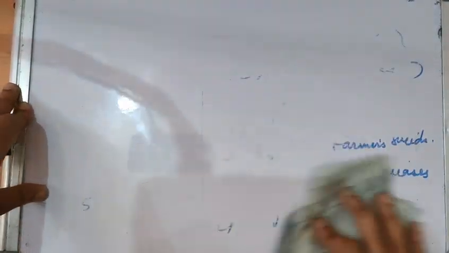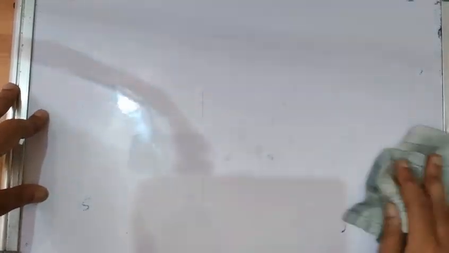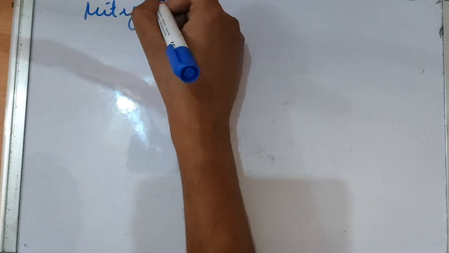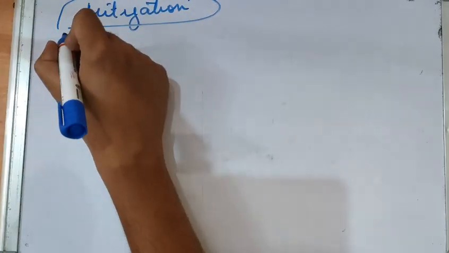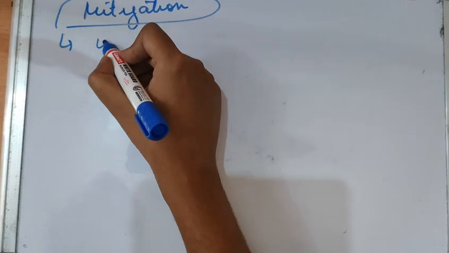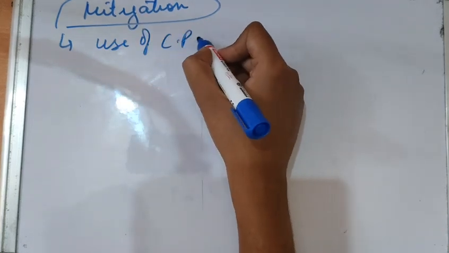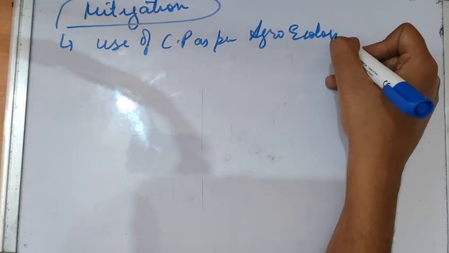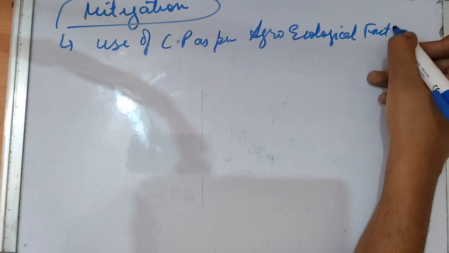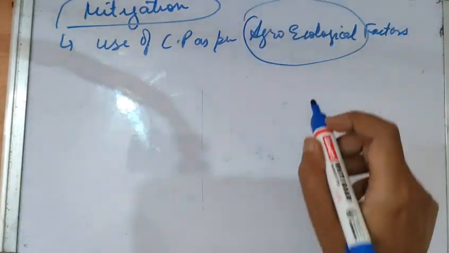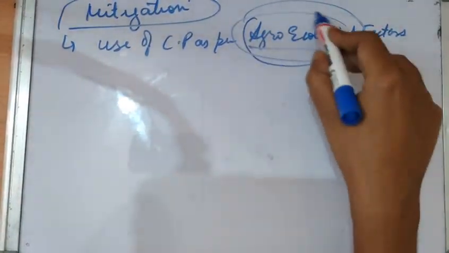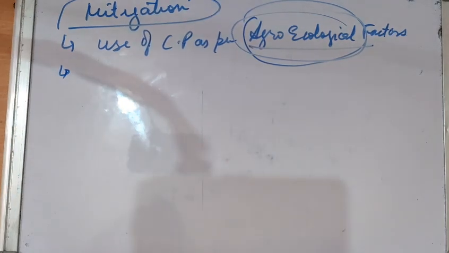That was the topic. And now, how will we mitigate this? How will we mitigate the adverse effects of environment on our cropping pattern? First of all, use of cropping pattern as per agroecological factors. As we have studied agroecology in the last two lectures, we need to plant crops that are adapted to those local regions as per agroecological factors.